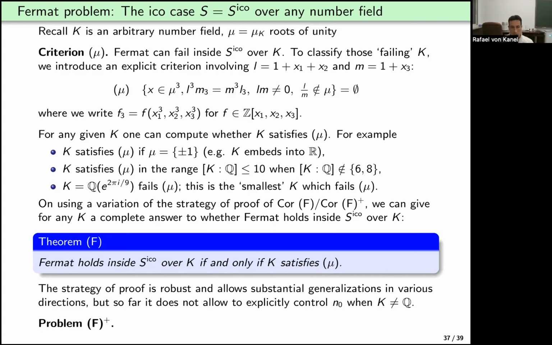And then this gives us the final problem of this talk, problem F plus. Try to explicitly control this N0 in terms of the number field K and the coefficients A, B, C, D, E.